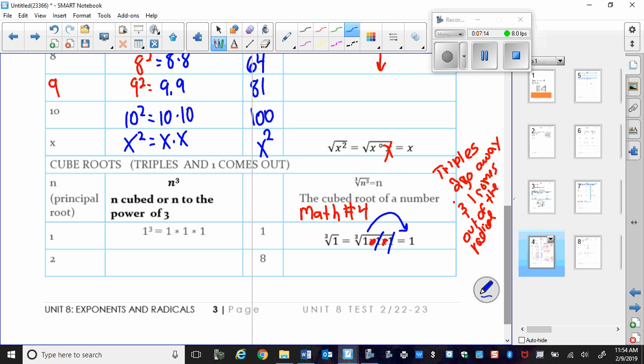When you're talking about triples, triple factors, two go away and one comes out. So for 2 cubed, it's like saying 2 times 2 times 2. That equals 8. So the cube root of 8 breaks down into three 2s. So 2 times 2 times 2. And what happens? Two go away, and I'm left with that one 2 coming out. Okay?